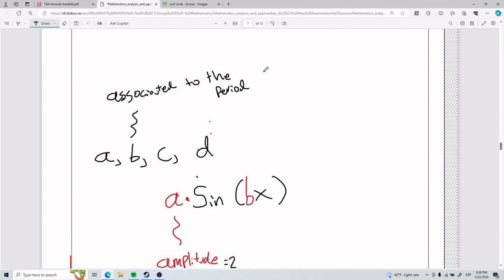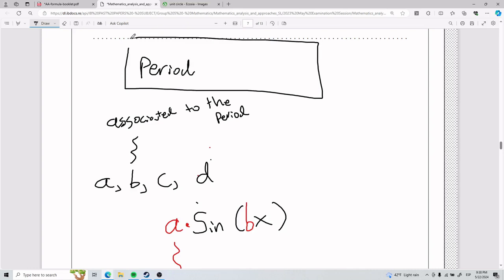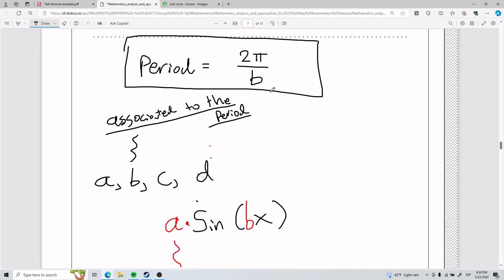Why is it associated to the period? Because the formula for period, and this is very important, this is not in the formula booklet, write it down. The formula for period is 2 pi divided by b. This is in radians, by the way. If you want to have it in degrees, you can say 360, as I taught earlier, divided by b. So b is heavily associated to the period. It helps you a lot to find it, okay? And so this is a massive hint for how to find q in our exercise, but for now, let's move on.